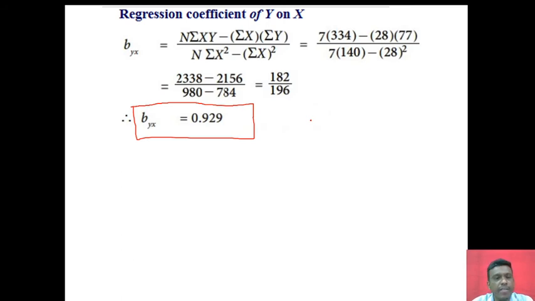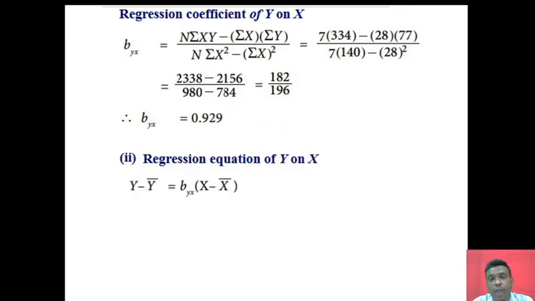Now the next thing is we have to find out the regression equation, that is the equation of y on x. y minus y bar equal to byx multiplied by x minus x bar is the regression equation of y on x. Y terms I'm writing first, then x terms, and then here I'm using the regression coefficient. Here also y comes first and x comes later. So this is how we have to remember the formula.